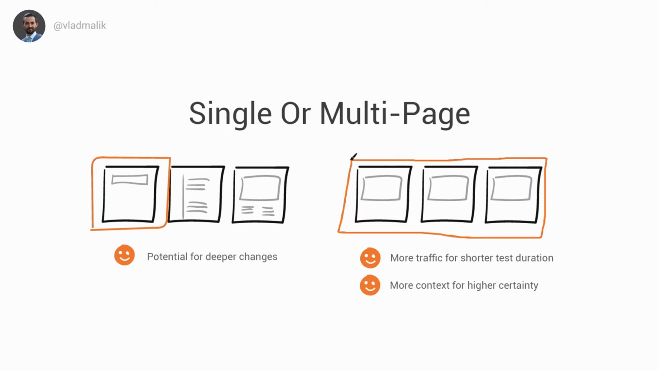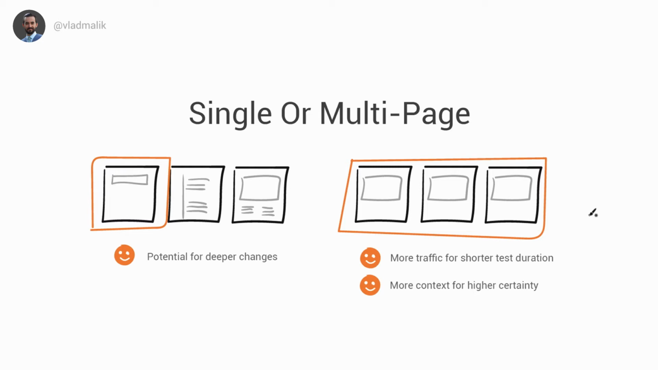A typical example of that is, let's say, a product page. You have many products, but they all look kind of the same. They share the same template. So you can consolidate the traffic from all the products, and with more traffic, you can get results faster, run a shorter test, or run a longer test, but get a lot more confidence.